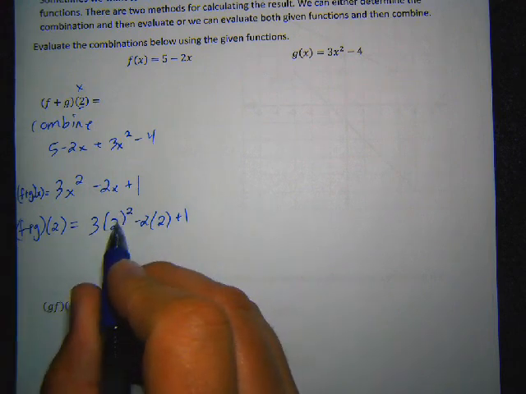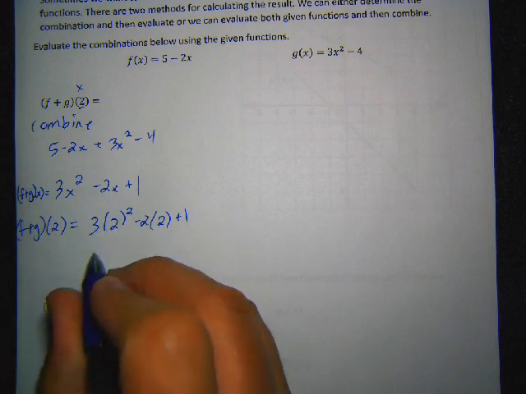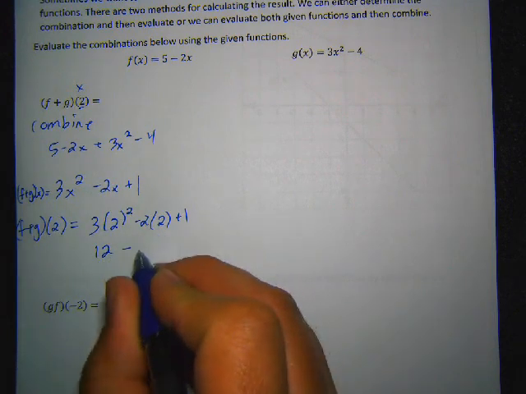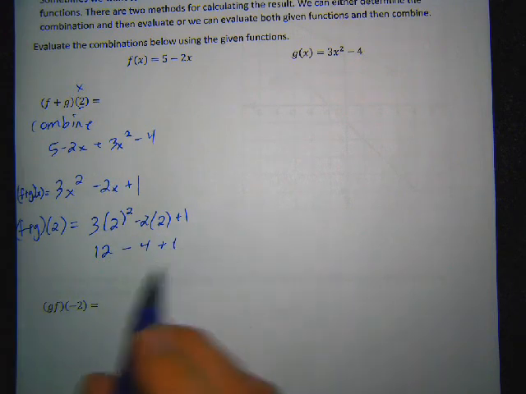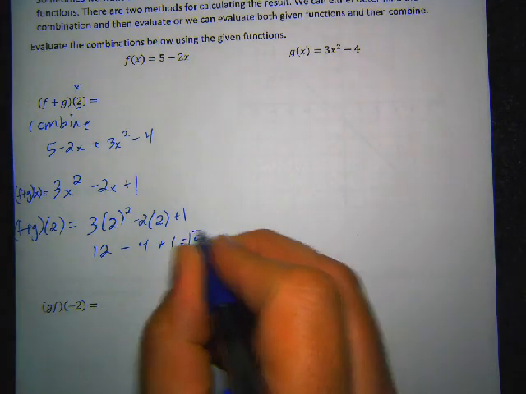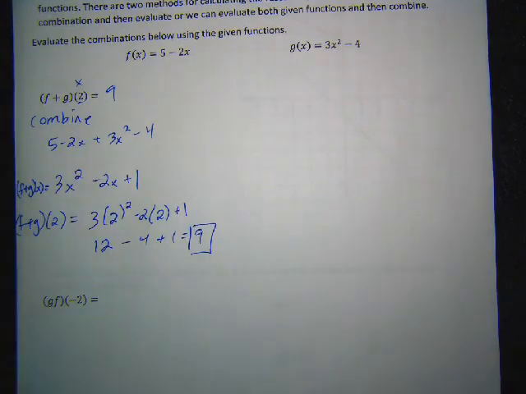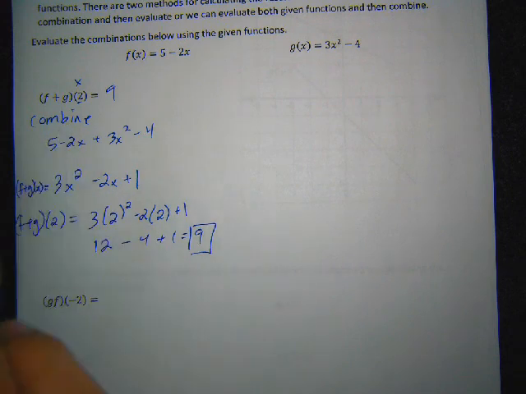So here I get 2 squared is 4, because you always square before you multiply, right? So I do 2 squared is 4 times 3 is 12. 2 times 2 is 4 plus 1. So 12 minus 4 is 8 plus 1 gives me 9. And that would be your result. So that's the answer to this. The answer is 9. Because we are actually plugging a number in now, we get a number out. That's the difference. Before we weren't plugging a number in, we were just finding the combination and calling it good.